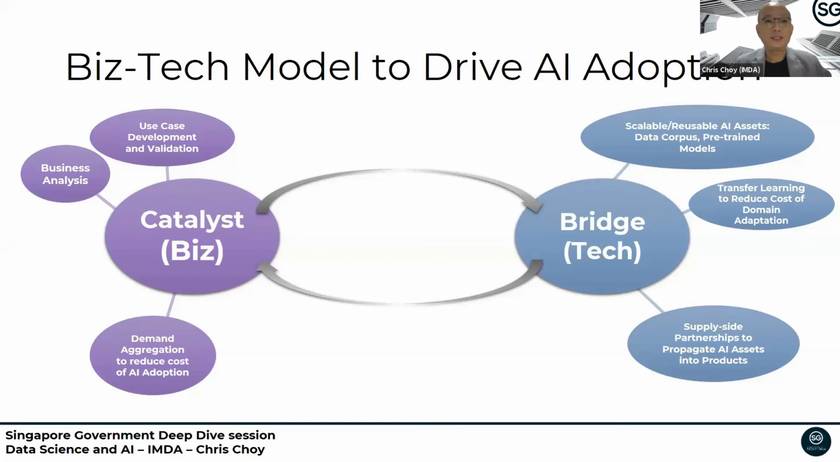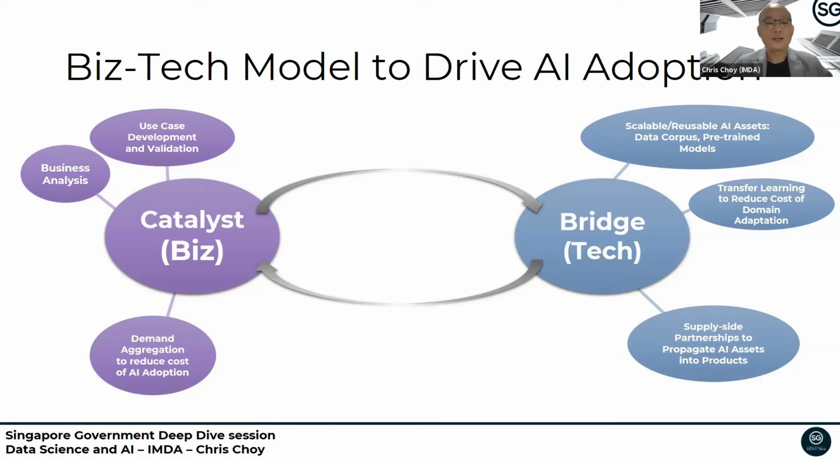So in IMDA, the team that I'm leading, we are looking at it from a BizTech model to drive AI adoption. And in that, I can start first by looking at the catalyst, which is essentially what I term as the Biz. From the catalyst angle, we are looking at how we can proactively work with the industries to develop new business cases. This entails understanding the nature of their business, what can be done viably from a business standpoint, and at the same time analyzing the outcome of deploying some of these new solutions.